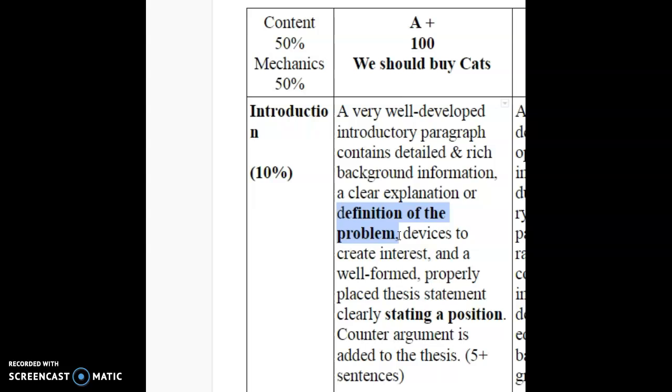So what are the two sides of this argument? So for example, if the topic is we should buy cats or people should buy cats, then you're going to set up that argument. What are the two sides? Some people are arguing for it and some people are arguing against it. So define the topic. Also, a key important thing is stating your position. So if we go back to this example topic of people should buy cats, you would have to say your position, meaning which side do you think? Do you think they should or they should not? Which side are you arguing? And that is your position.